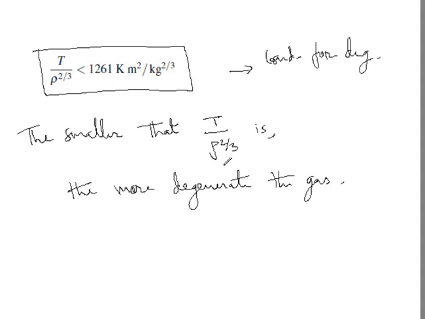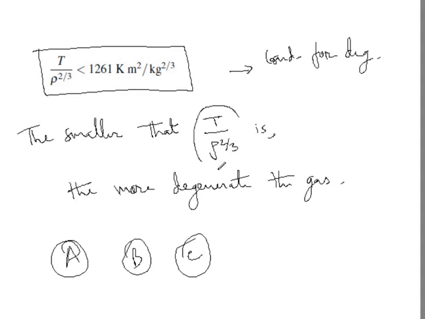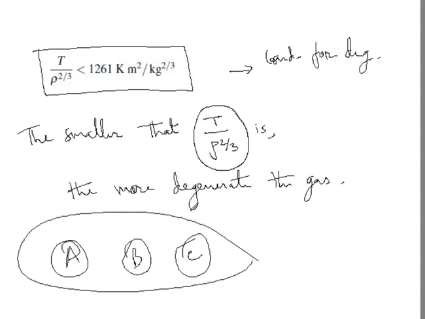If I ask you to compare 3 stars and ask you which one is more degenerate, then what you have to do is simply calculate for each of them this quantity, T by rho to the power 2 by 3. Remember, this is the condition for degeneracy. The star which has the lowest value of T by rho to the power 2 by 3 will be the most degenerate among the three of them.